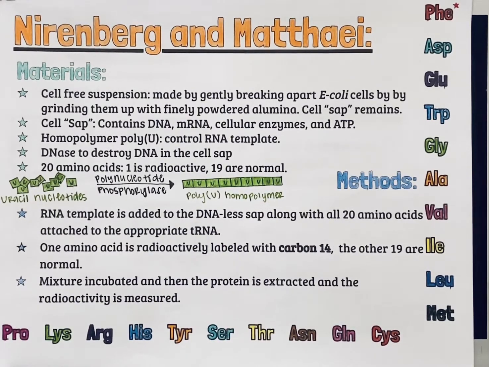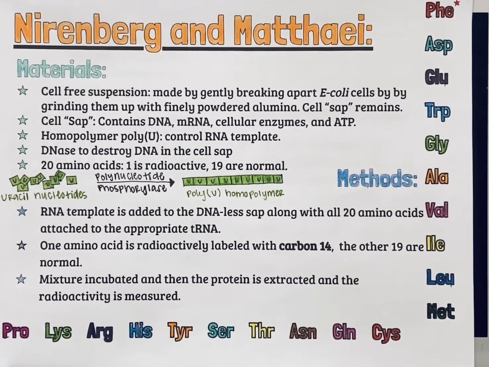They used the homopolymer poly-U as a control RNA template, and they also used 20 amino acids. 1 was radioactive and 19 were normal. The way that they did this is they added the homopolymer poly-U into the DNA-less suspension, along with all 20 amino acids, and they were all attached to their appropriate tRNA. 1 amino acid was radioactively labeled with carbon-14, whereas the rest were normal. The mixture was then incubated, and then the protein was extracted and radioactivity was measured.